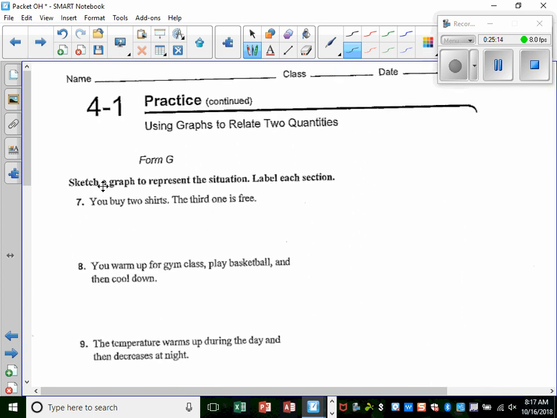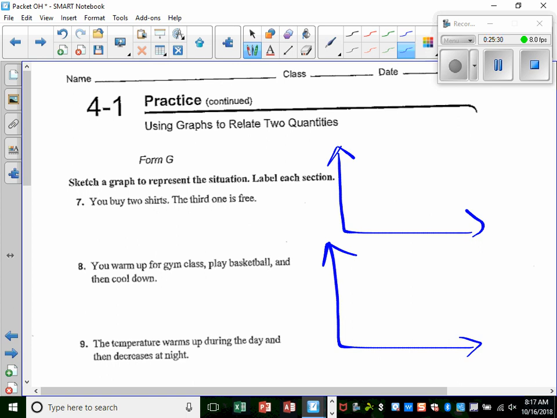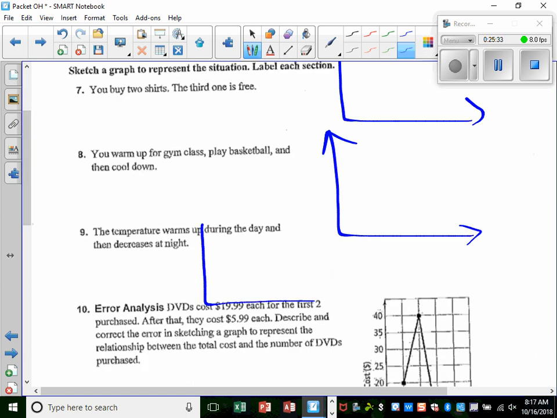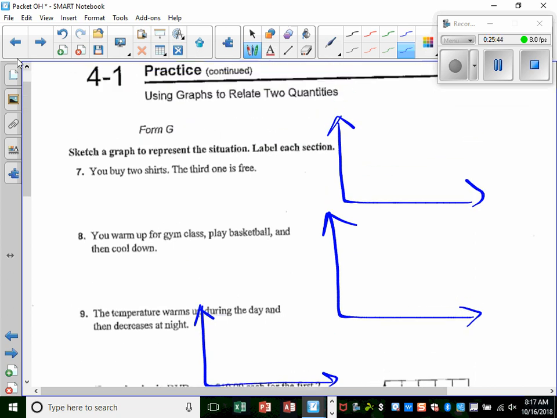Remember I told you, on the next page, where they give you situations where you have to sketch a graph, all you're going to do for these is make a little one quadrant. Okay, so just make the first quadrant for all of these. And you're just going to sketch me a graph of what is happening. You buy 2 shirts and the third one is free. Okay, so what will that graph look like? It will look like that one that we did with the DVDs, pretty much. So you buy a shirt, you get one free, buy a shirt, get one free. Okay, so it'll look something like that.